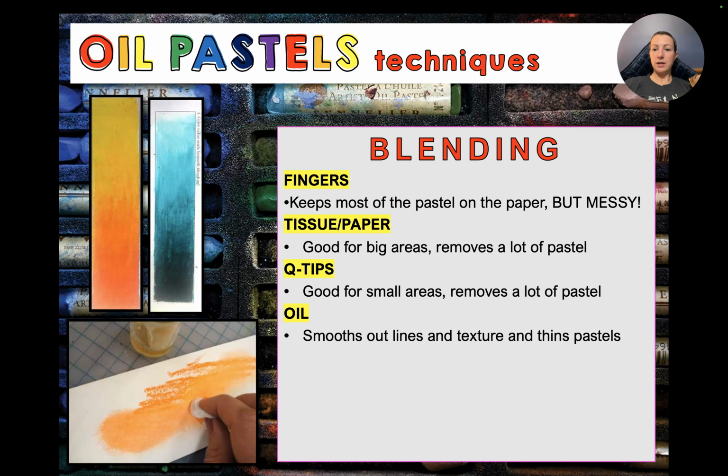You can mix a little bit of oil. You can smooth out lines and texture, and you can also thin out the oil pastel to make it almost like a wash. You really need to use this with a brush or a Q-tip. You can even do a little bit on a paper towel.